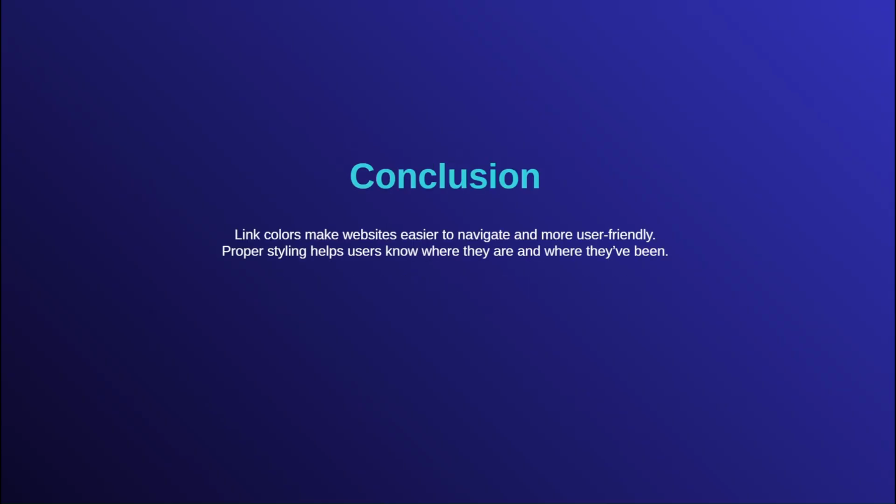Link colors make a website easier to navigate and more user-friendly. By properly styling our links, it helps users know where they are and where they have been. This is why it is important for us to have the design of our website and the design of our HTML links, because it helps users understand how to navigate through the website. Even apart from navigation, for user experience as well, we see this in all modern day websites.